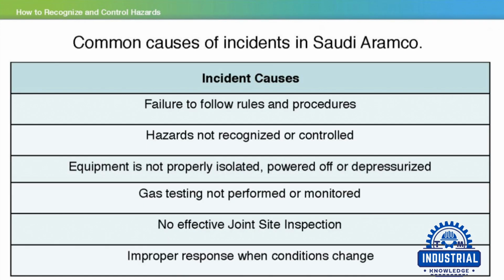Common causes of incidents in Saudi Aramco. Failure to follow rules and procedures. Hazards are not recognized or controlled. Equipment is not properly isolated, powered off or depressurized. Gas testing not performed or monitored. No effective joint site inspection. Improper response when conditions change.